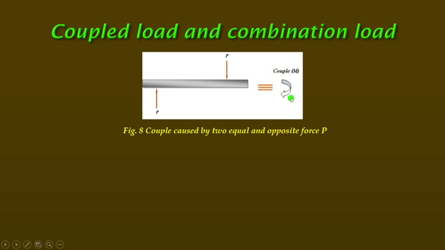So in case of couple load, you need not always apply both P and P. You may apply a single P, and the other P is developed due to the resistance of the structure. Then also a couple will form, and as a result a moment will act on this. So this type of loading is called couple load or moment of couple load.